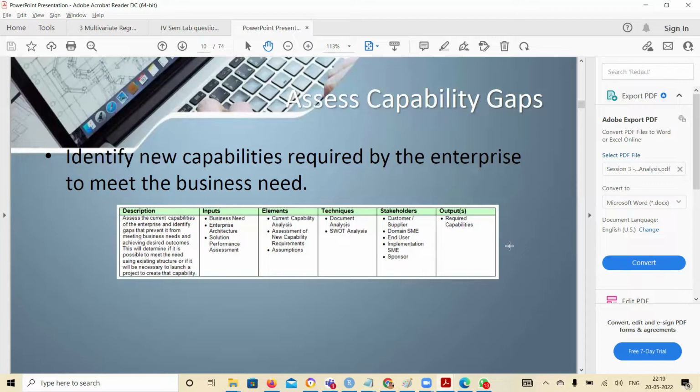Then the domain SME, subject matter expert. The domain expert is the person who understands the domain or the business side of it. Then the end user, who is going to use your product. Then implementation SMEs, the person who is going to implement your solution at the customer end. So they are the ones who are going to implement.